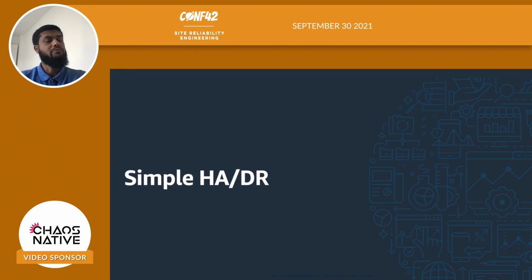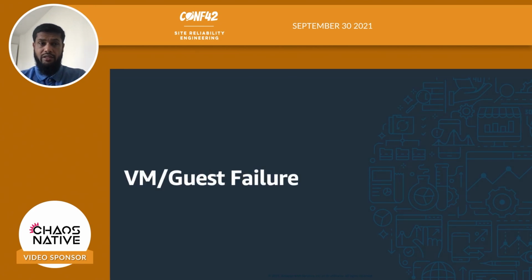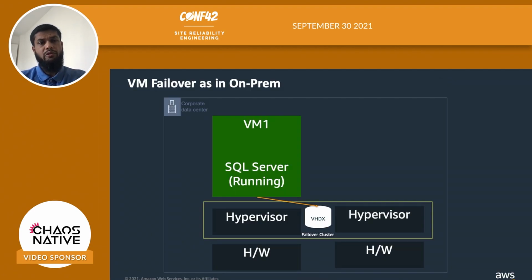So let's talk about simple HADR. Now, with simple HADR, we spoke about VM or guest level failures. For example, at the moment on premises, you have SQL Server running on a VM that's using VMDK files or VHDX or RDM files that are hosted on a SAN or vSAN, or if you're on RDM directly on the SAN, which is presented from the same location. Now, you have the hypervisor level and the hardware underneath.